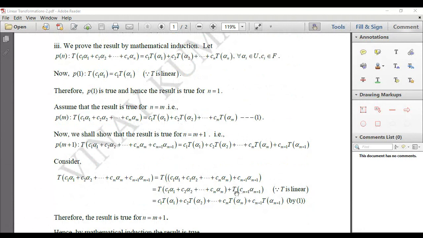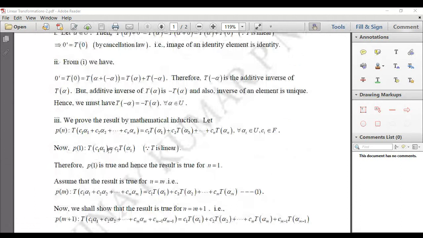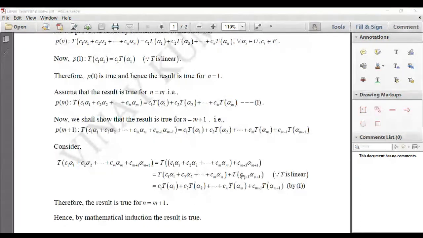And for this one, because T is linear, and we have proved that if there is only one vector, straight away you can write like this. So because of that condition, because T is linear, I can write this scalar outside, and we are going to get T of alpha m plus 1. Second condition of linearity. For this one, second condition of linearity, and for this one, from equation 1 or from this.